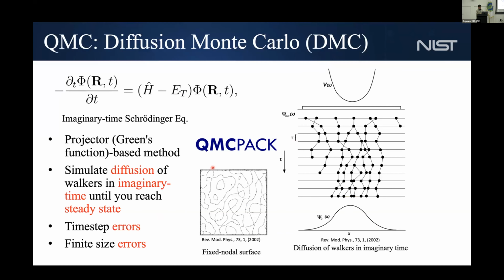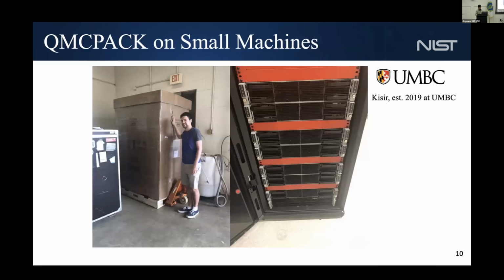So like I said, in diffusion Monte Carlo, we're simulating the diffusion of walkers in imaginary time until steady state is reached, and we have controllable approximations like time steps and finite size errors. We also optimize our nodal surface with methods such as the ones Fernando was describing yesterday, by tuning the Hubbard correction for certain systems.